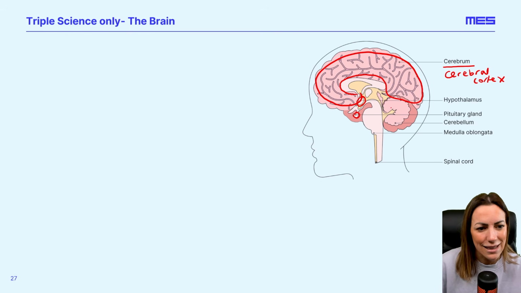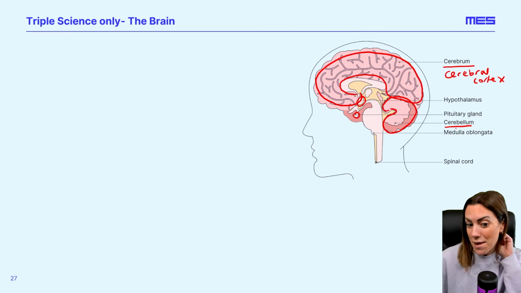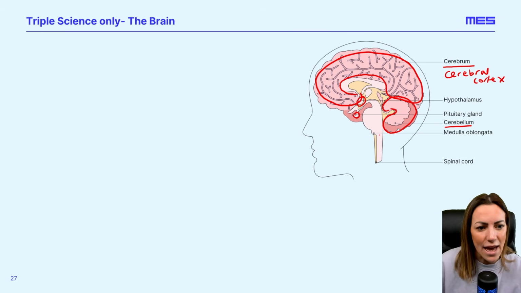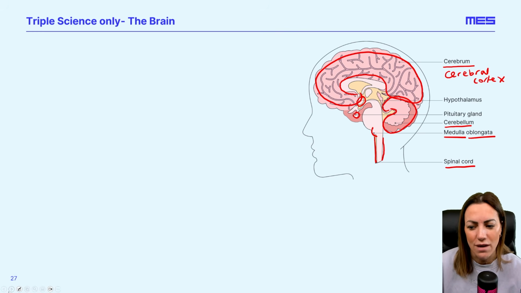At the back, this portion here is the cerebellum. Don't confuse that with the cerebral cortex or the cerebrum. They sound very similar, but that is the cerebellum at the back of the brain here. And then just at the top of the brain stem, you've got the medulla, or the medulla oblongata, and then obviously running down your spine, you've got your spinal cord, and the brain and the spinal cord together make up your central nervous system.